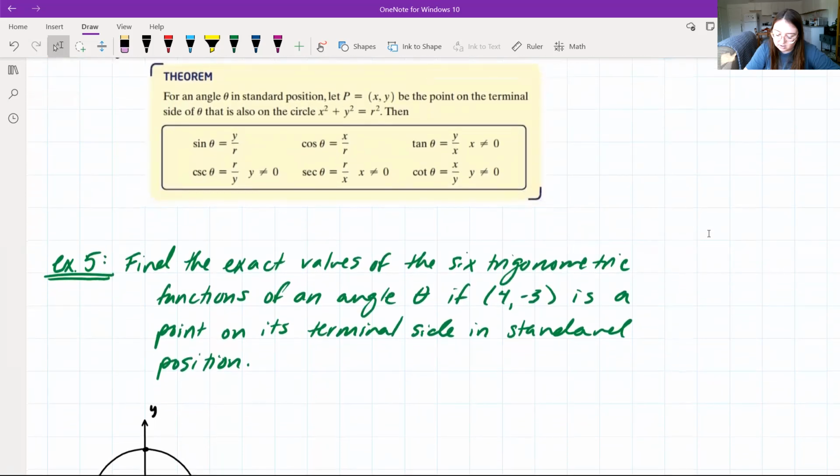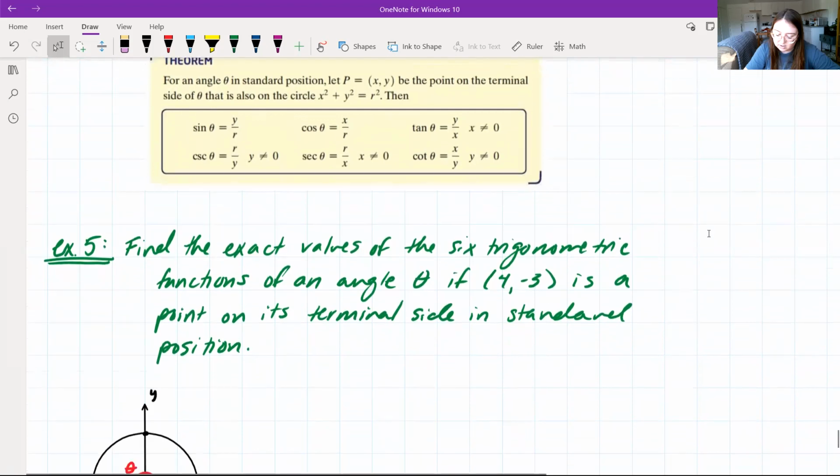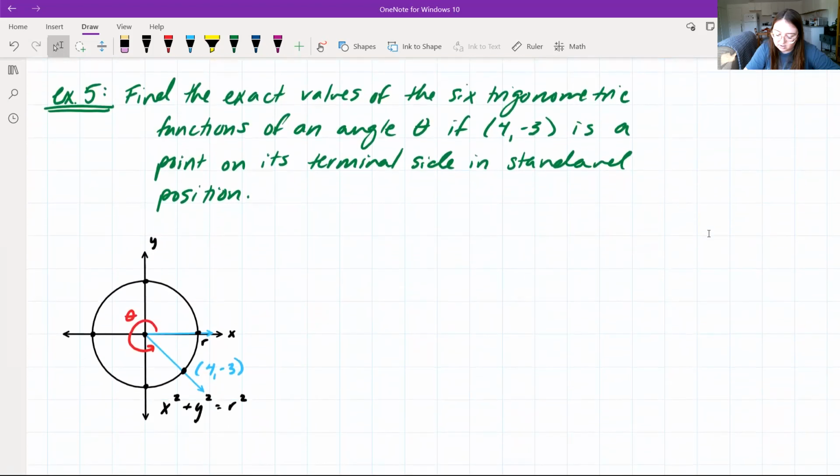So for our problem here, we want to find the exact values of the 6 trigonometric functions of an angle theta if the point 4, -3 is a point on its terminal side in standard position. So looking here, we have drawn out our circle and we've plotted our point 4, -3. So because we have our point already, we want to use this point with our equation of a circle.